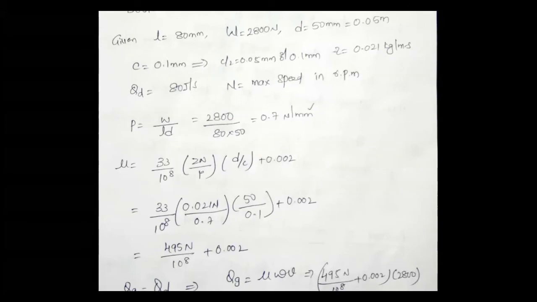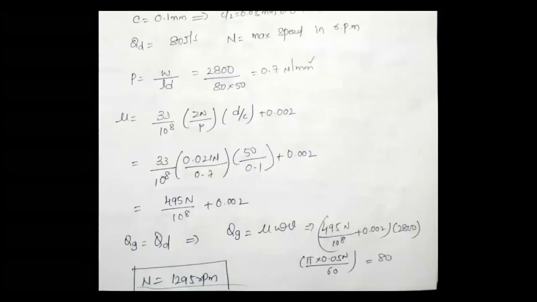Mu value will be in terms of N. That is 495 N by 10 power 8 plus 0.002. Here in the coefficient of friction calculation, the N value is unknown, so please keep your N value as it is. Then find out the values. 495 N by 10 power 8 plus 0.002. Now go for the W value. The W value is already a known parameter.